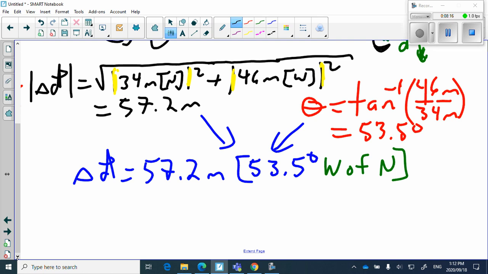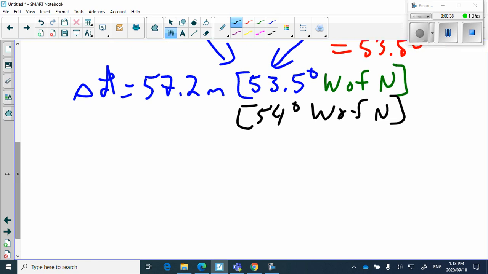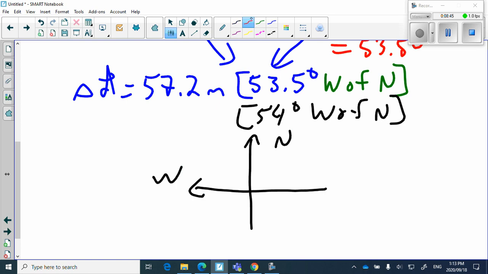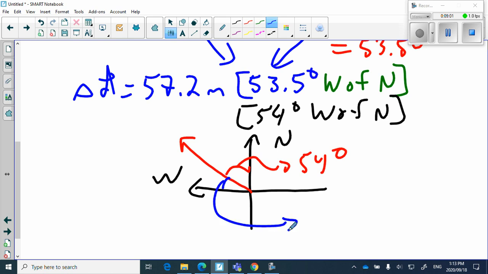Now, some kids are saying, well, look, sir, the textbook's giving me an answer of 36 degrees north of west. Well, first of all, let's maybe round this off to 54 degrees, okay? Just for simplicity's sake. And let's draw this. There's north, there's west. And it's telling us it's 54 degrees west of north. So there's the 54 degrees right there. But the textbook is using this angle down here, which is 36 degrees.